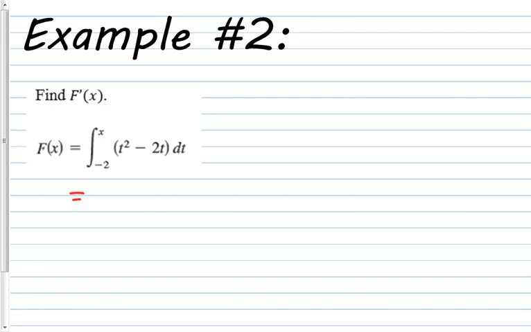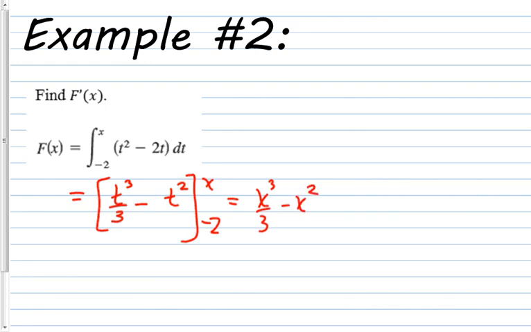So let's see. If I integrate it, I get t cubed divided by 3 minus t squared divided by 2, so the 2's cancel out. Okay, and now I'm evaluating this from x to negative 2. Okay, so plug in the x. I get x cubed over 3 minus x squared. Plug in the negative 2. I get negative 8 over 3 minus 4.